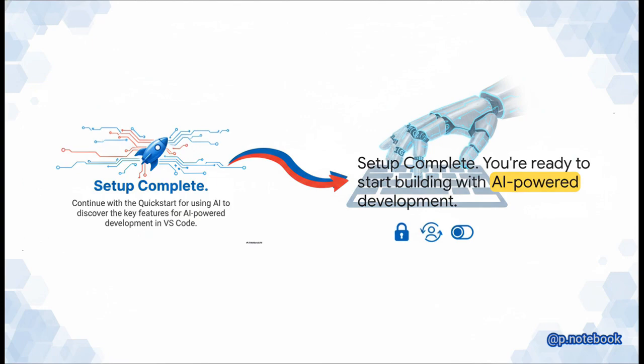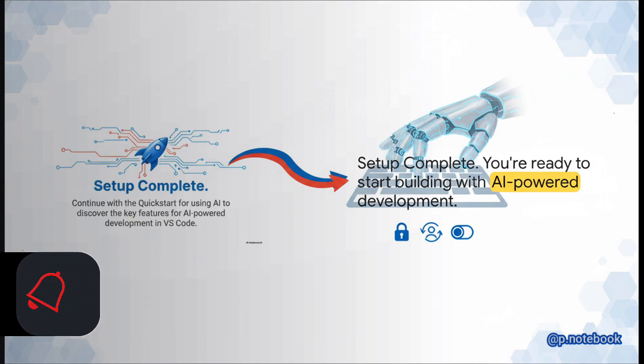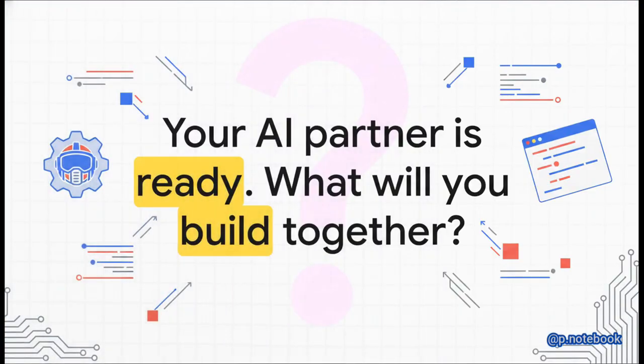And that's it. Just like that, your GitHub Copilot is set up, it's secure, and it's customized just for you and your workflow. You are ready to start building with your new AI assistant. So now that your AI partner is perfectly configured, the real fun can begin. The only question left is what's the very first thing you're going to build together?